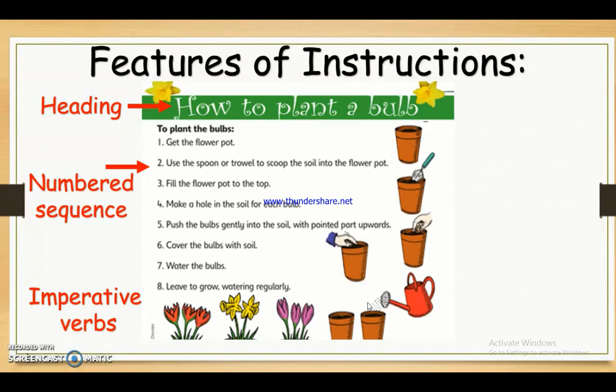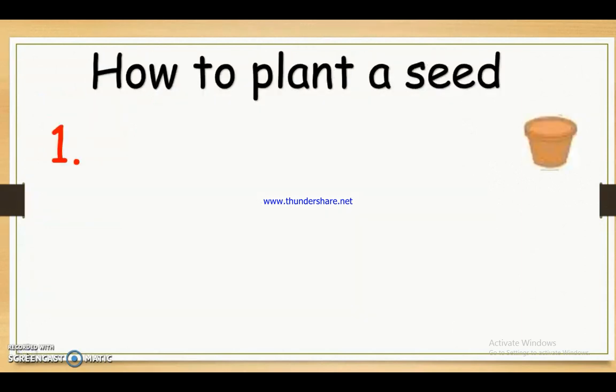So they are the things that we need, and here are the steps. So for writing instructions, we need first to put the title, write the things that we may need, and then write clear instructions. Okay? That's so easy for you to do. Follow my steps. Number one, write the title, write the things that you need, and then write the steps. Use imperative verbs. As you can see here, we have get, use, fill, make, push, cover, water, leave.